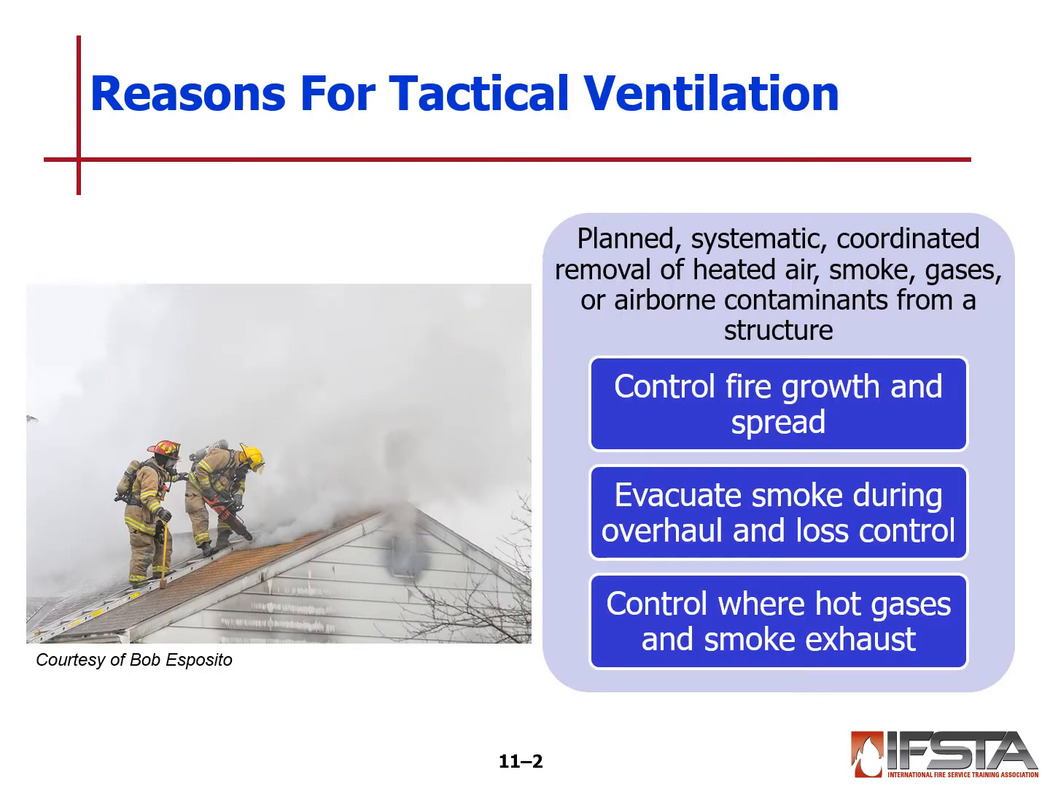So why do we ventilate? What's the reason for a planned ventilation? Basically, this is a planned out, systematic, coordinated removal of heated air, smoke, and gases, or other airborne contaminants from the structure. This is used to control fire growth and fire spread. The big thing is to evacuate smoke during overhaul and loss control, and we want to control where the hot gases and the smoke are exhausted out.